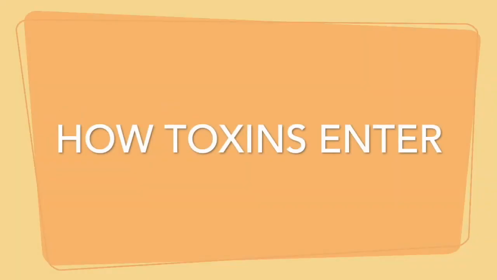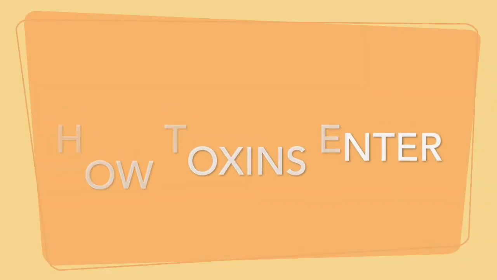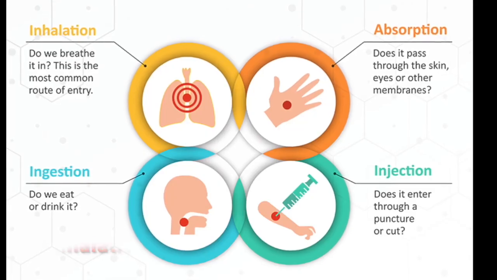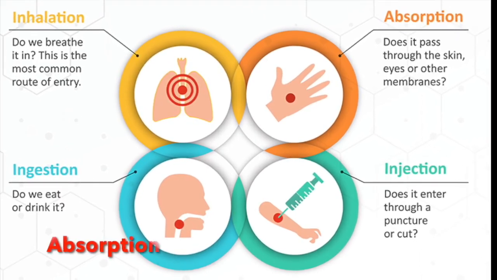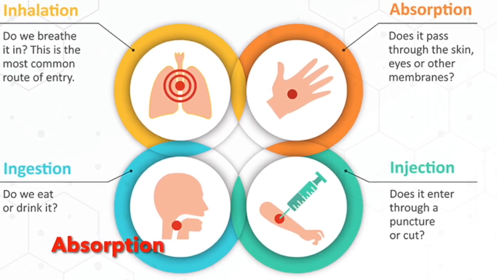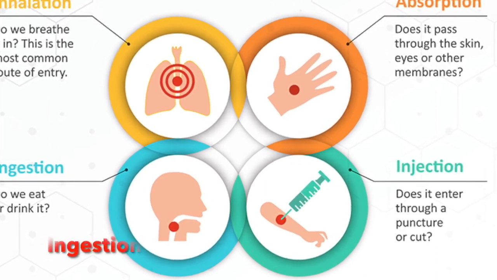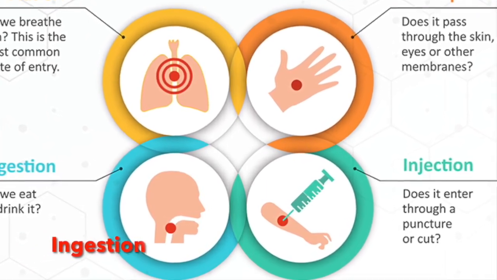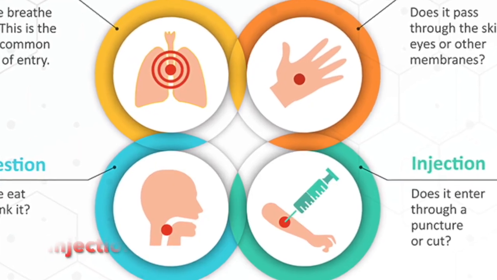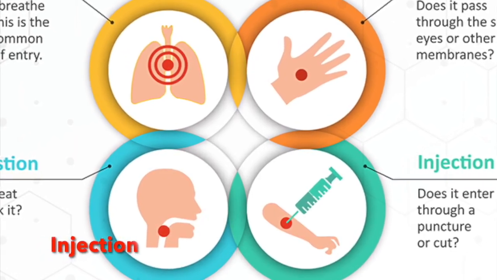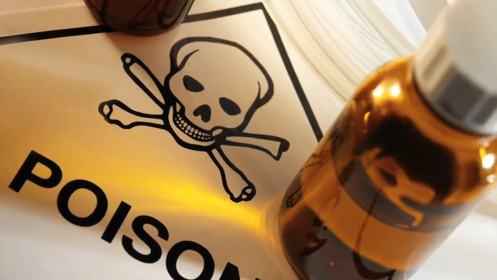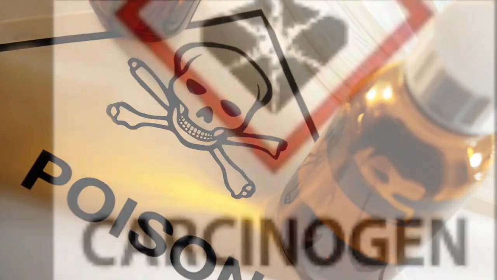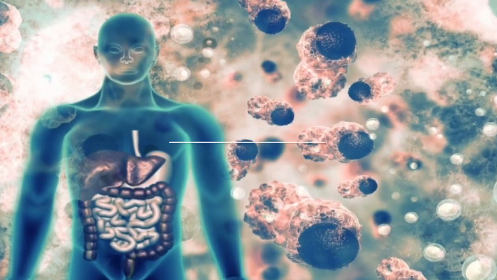So how do these toxins affect us? How do they enter into our bodies? Well, they can come in through inhalation. We can breathe them in. They can come in by absorption through the skin, or ingestion. They could be swallowed somehow. And then we finally have injection in with a needle or even a hole in a high-pressure hydraulic hose. Some of these are poisonous. Some are carcinogens. We need to read these labels.